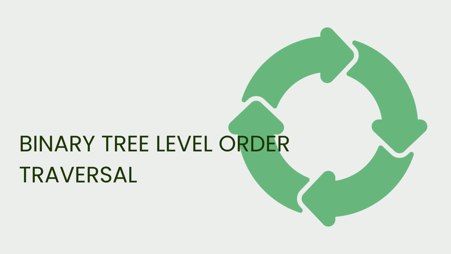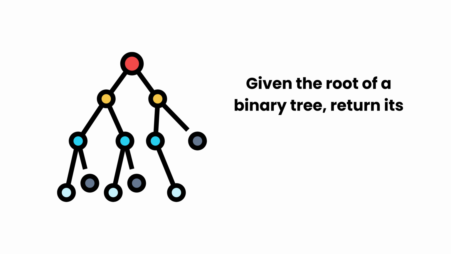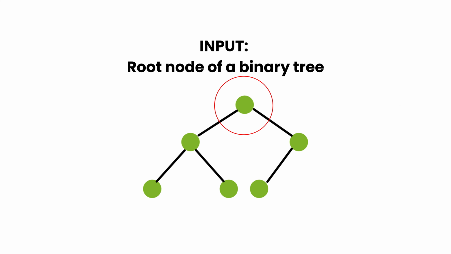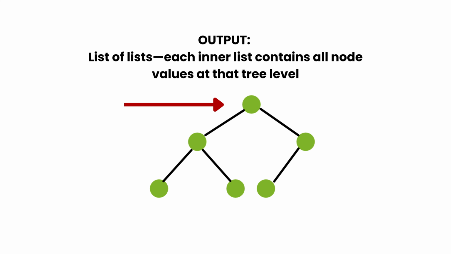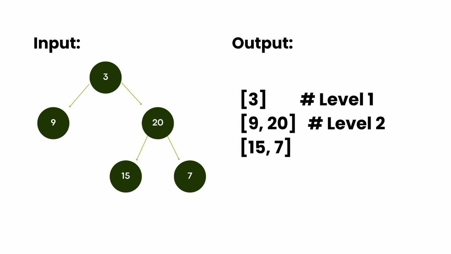Let's solve binary tree level order traversal with the basic method, so you build rock-solid, interview-ready solutions every time. Let's break this down. Given the root of a binary tree, return its values level by level, that is nodes at each depth together in a list. Input, root node of a binary tree. Output, list of lists. Each inner list contains all node values at that tree level. Here is an example. Input, output, 3, 9, 20, 15, 7.